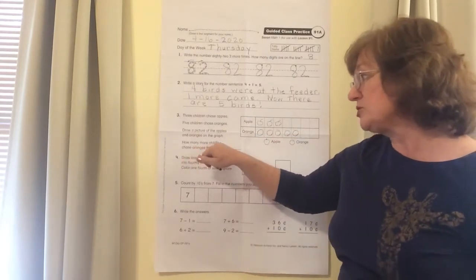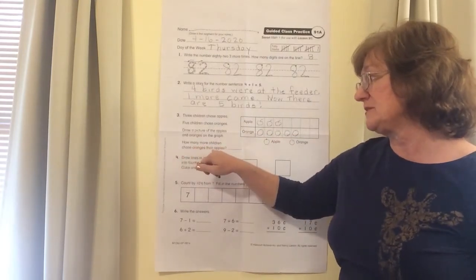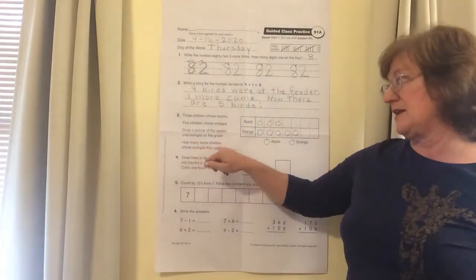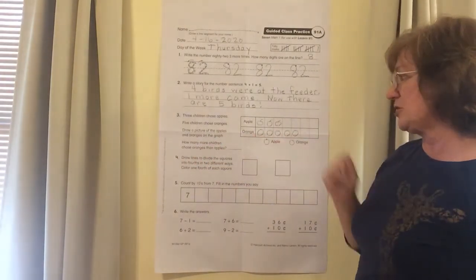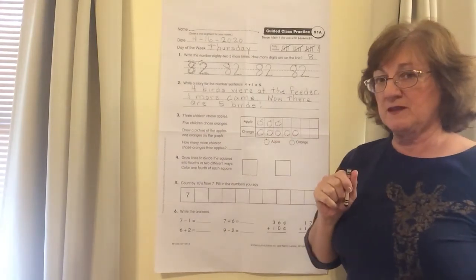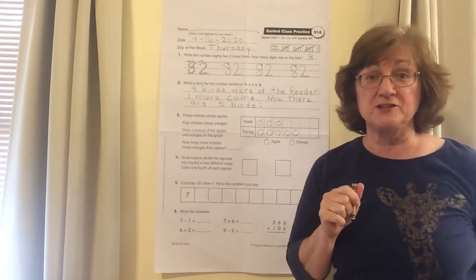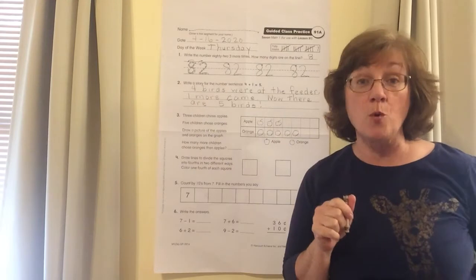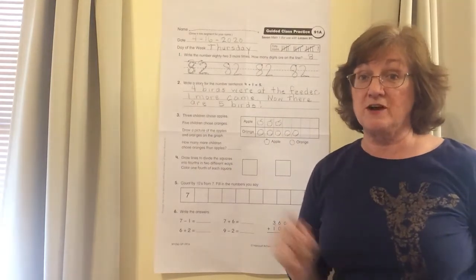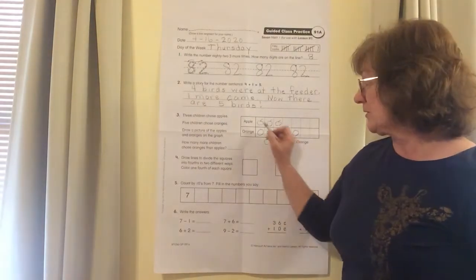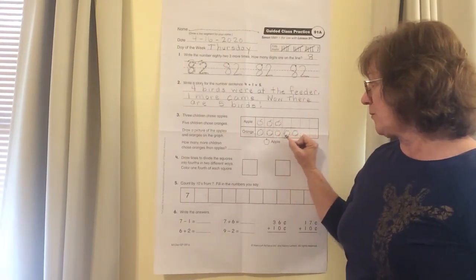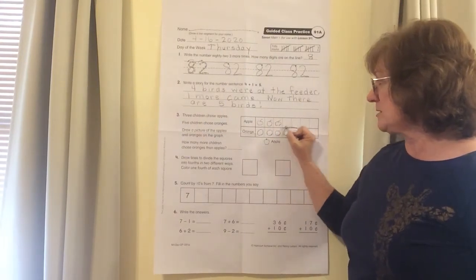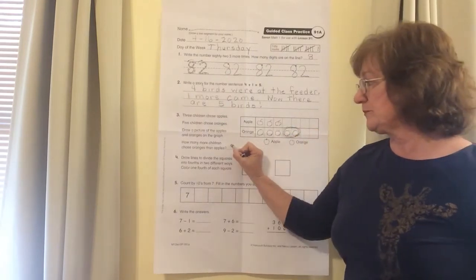How many more children chose oranges than apples? All right, we know more children chose oranges. And they don't want to know how many chose oranges. They want to know how many more chose oranges. All right, and the graph shows us only 3 people picked apples, and so we have more oranges. How many more? 2.